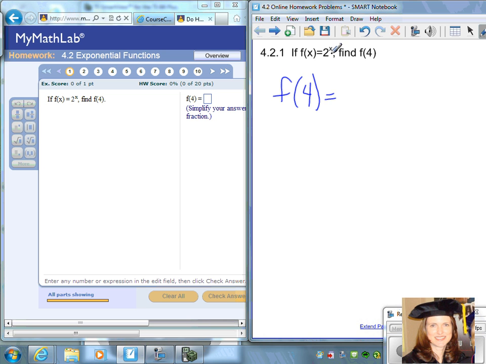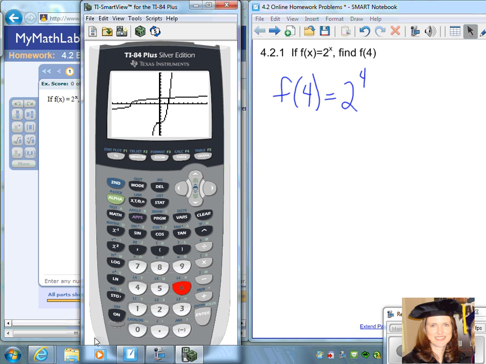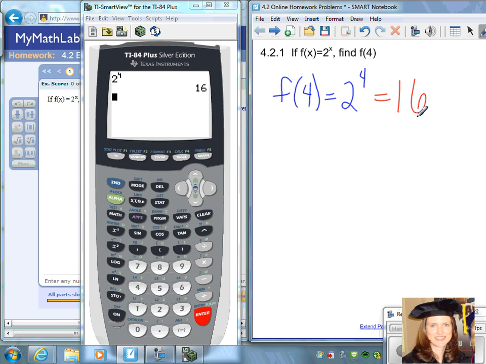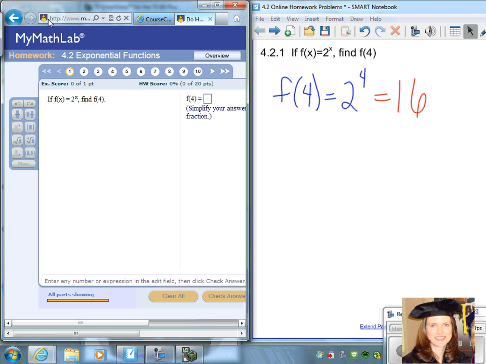You're going to replace the x in the equation with 4, and you can use a calculator, scientific or graphing, either one, to find 2 to the 4th power. And we get 16. Okay, 2 to the 4th power, that's 2 times 2 times 2 times 2, 2 multiplied by itself 4 times. So f of 4 is going to be 16.